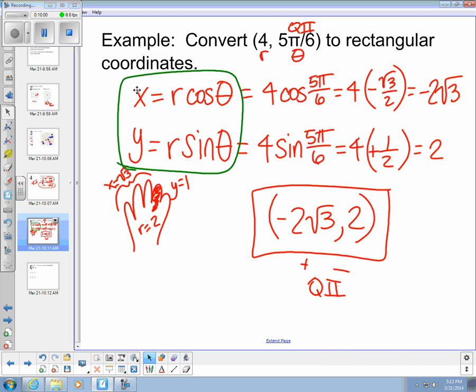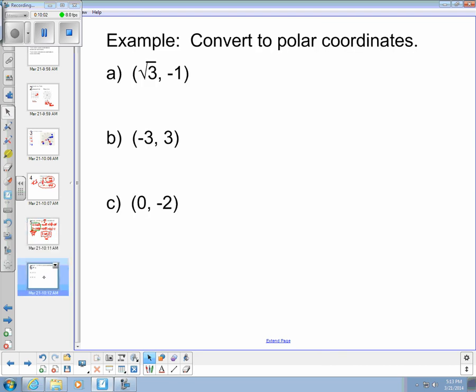Okay, now let's go the other direction. Let's change from rectangular to polar. So in rectangular coordinates, I've been given my x and my y, and I need to find r and theta. So let's start with the r. Remember the formula is r equals the square root of x squared plus y squared.